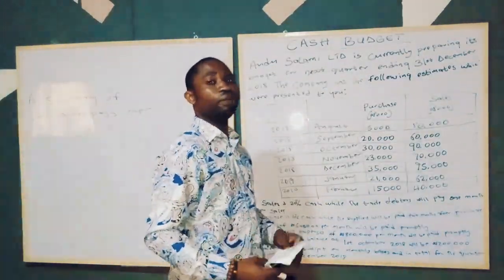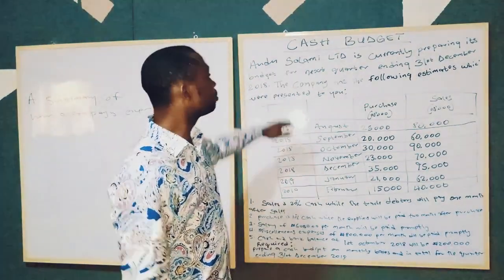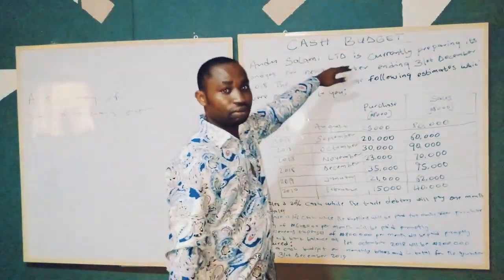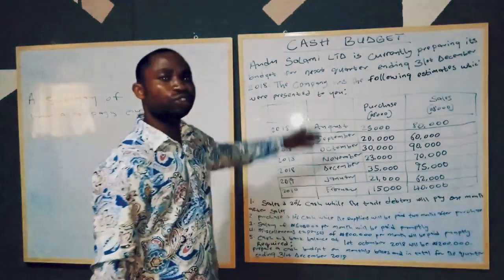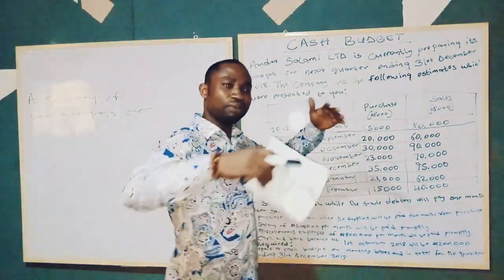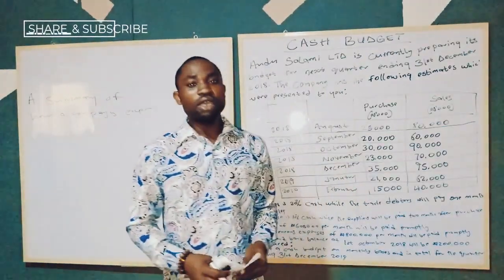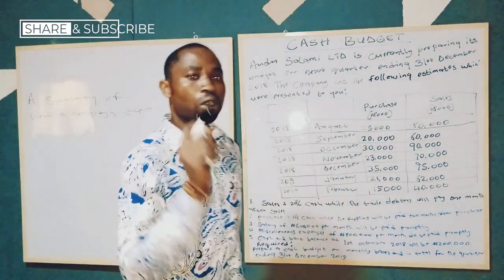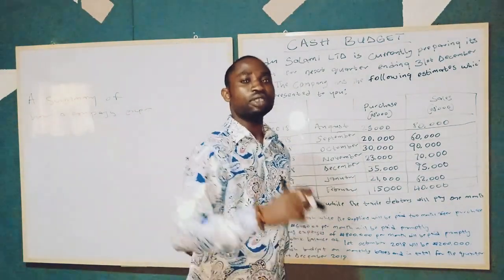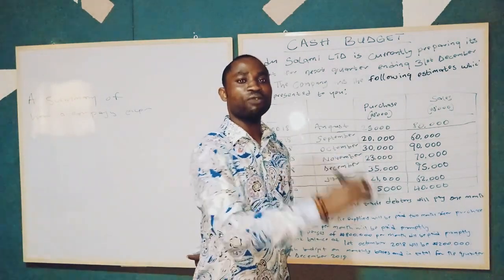Now, in this video, I will be doing the calculation on cash budget. But before we go into the calculation, what is cash budget? What is the meaning of cash budget? Cash budget is the summary of the company's expected cash inflow and outflow over a given period of time.